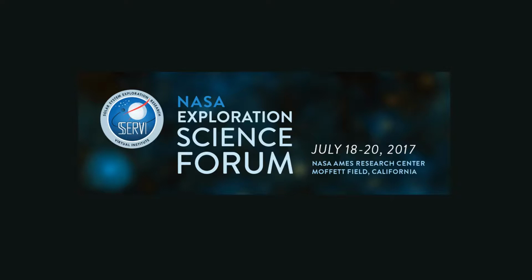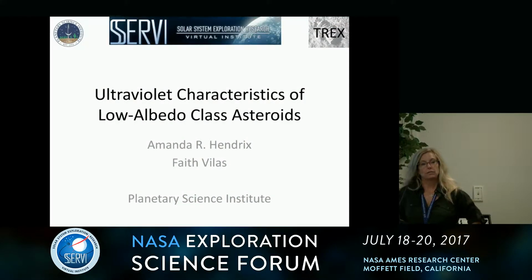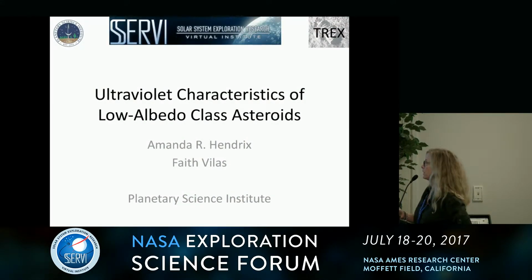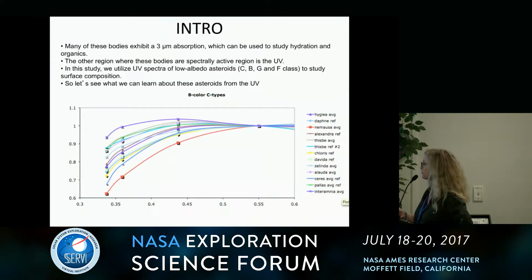Okay, thanks. So shifting gears a little bit from dynamics to surface composition. This is some work that we've been doing looking at what we can glean from ultraviolet data of low-albedo class asteroids. What I'm showing here are spectra of a series of low-albedo class asteroids from the 8-color survey, covering 0.3 to 0.6 microns.